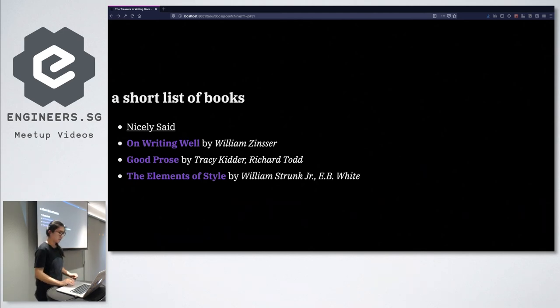And I have a very short list of books that I read in order to improve my writing. Nicely Said is a book on writing styles in our industry. It is a thorough intro to proper writing styles for the internet context. It's very fast and lightweight, so I think it's good to get you started. And then On Writing Well is a more classy look at writing in general. It's slightly opinionated, but it's very amusing to read, so it's highly recommended.